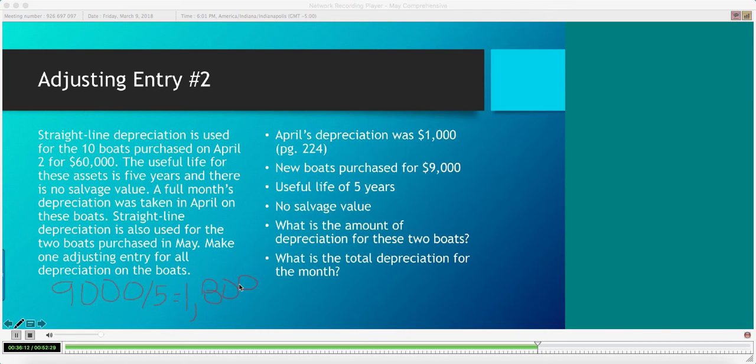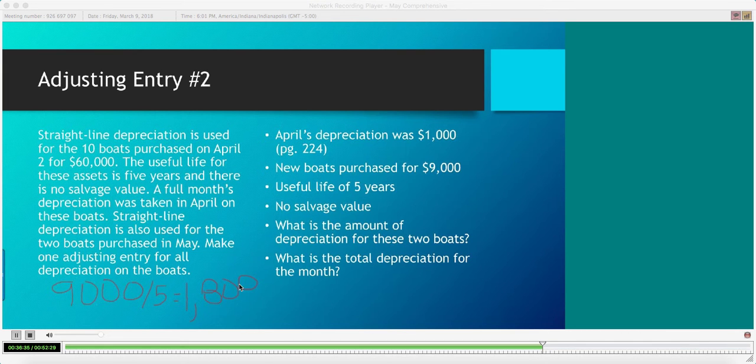Which does give us 150 for the month. So we would add those two amounts together. So we'd have the 150 plus the 1,000. And that gives us our complete depreciation for the month. We just do one entry for the entire amount. So does that transaction make sense?